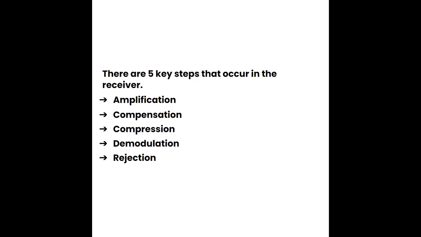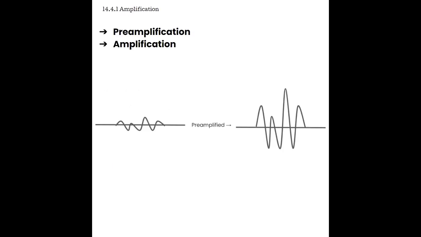As we learn about these 5 key steps, recognize that most of them have some sort of automatic step plus a step that the sonographer can change. So let's go ahead and look at each of these a little bit more in detail. Now, our first step in the receiver is amplification, and some literature actually has pre-amplification outside of the receiver as more part of the beamformer. But regardless of where amplification occurs, the first thing that must happen is pre-amplification.